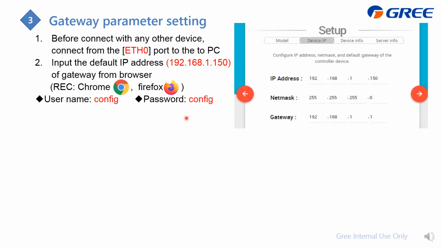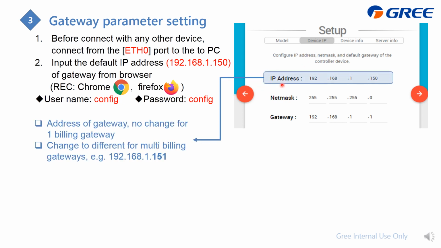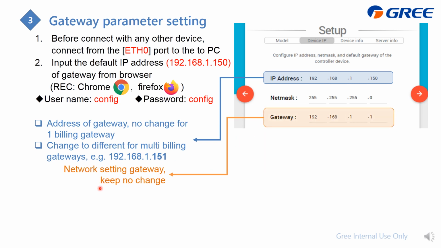Then we go to the second page. At this page, you need to check or change the IP address of this gateway. And here is the IP address of this gateway. If there is only one gateway, please keep it unchanged. If there are multiple, you can change it to be different. For example, this to 151 is okay. As for this one, this gateway is for the network. Please keep it unchanged.